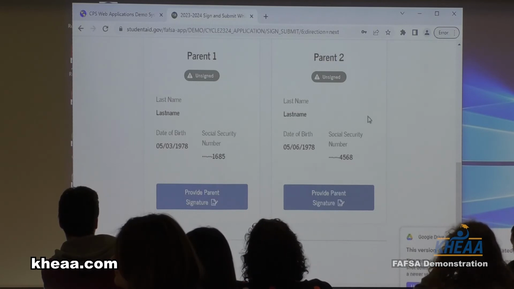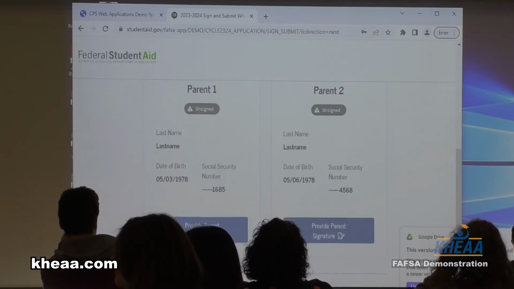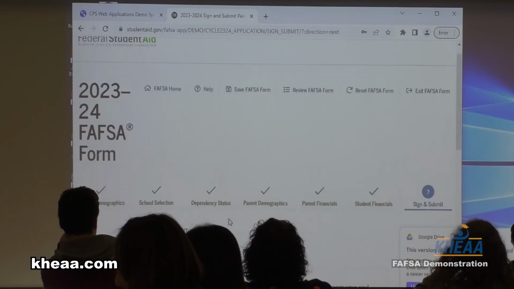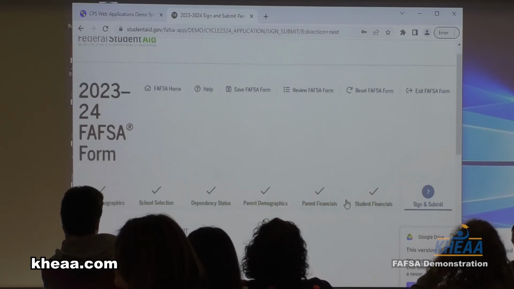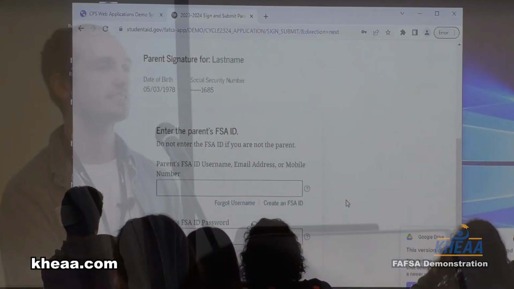Both parents do not have to make the account, just one parent has to make the account, but it has to be both of their tax information, okay? So whichever one made the account, you just choose that, and then it's going to ask them, you're going to say I agree, and then more than likely it's going to ask them to sign in. So that's a rundown of the FAFSA.